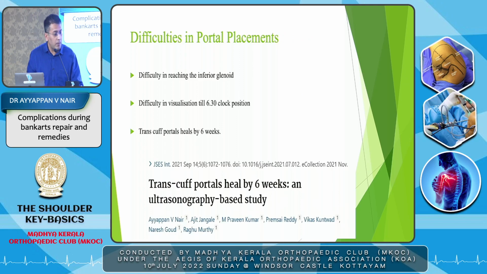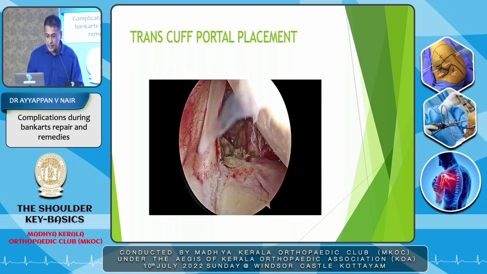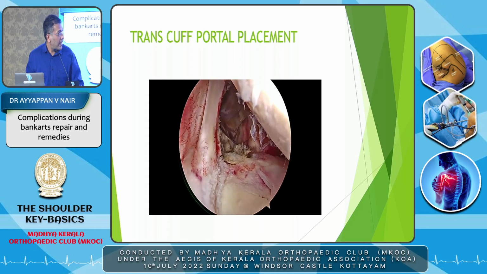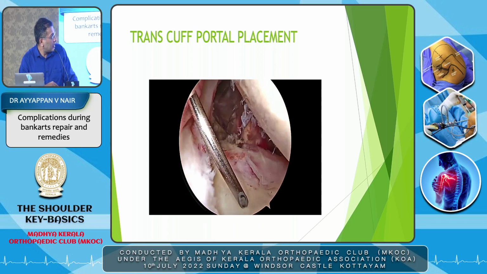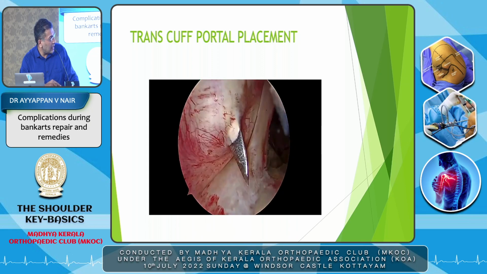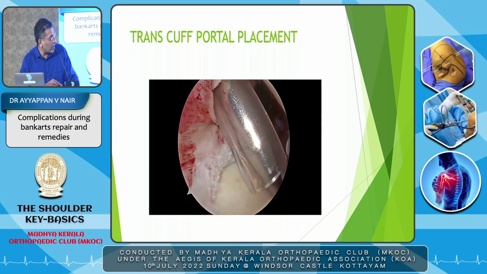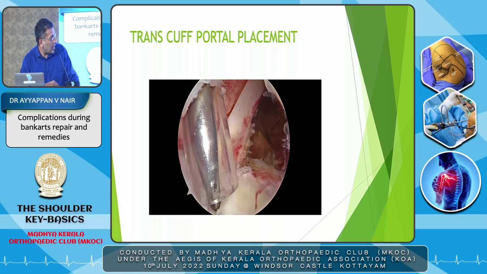The other port I normally use is the transcuff port. It is an anterosuperior port and is placed behind the biceps. This is how our transcuff port is made. As we put the needle, it should be maximum medial toward the glenoid side, and this is how I make it. This would be my visualizing port and also my working port if I'm doing a SLAP tear or any plications. I also use small adaptive cannulas, just around 5 or 6 mm, for the transcuff.